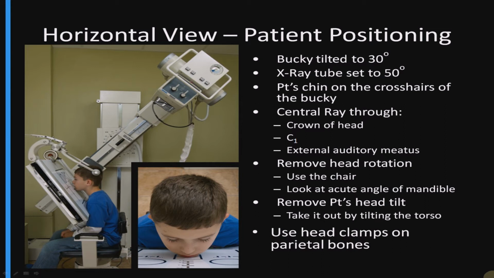We're then going to position the patient's chin just over top of the crosshairs on the bucky, and we're going to aim our central ray going through the crown of the head to the center of the bucky. We're going to remove head rotation using the chair, looking at the angle of the mandible and the bucky from side to side for symmetry. If it's not symmetrical, we'll be rotating the chair to accommodate for that.